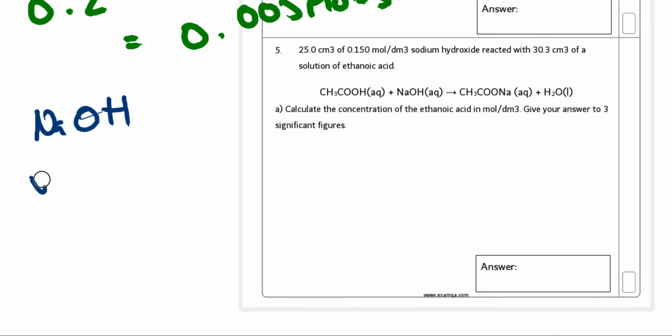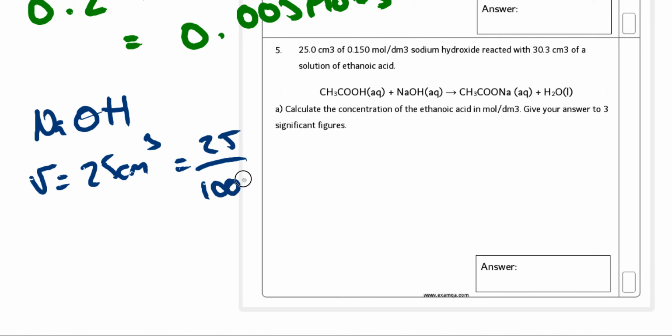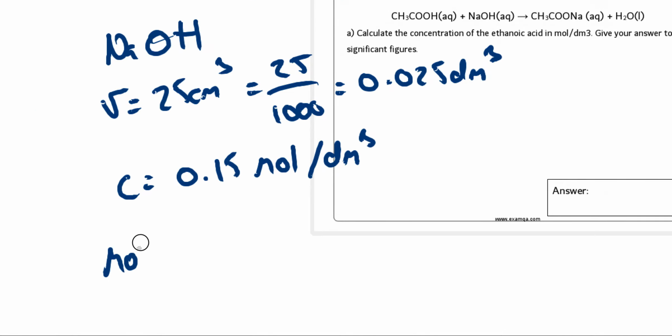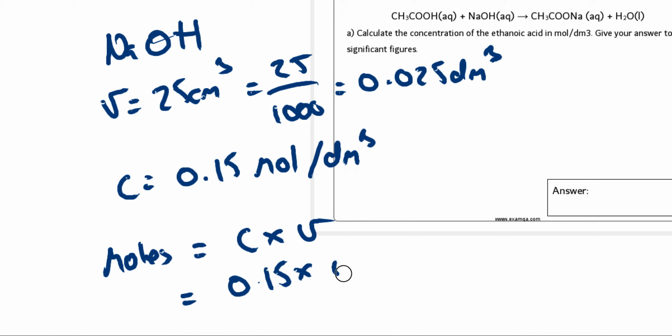So the first thing we know is the volume, which is 25 centimeters cubed, which is equal to 25 over 1,000, which is equal to 0.025 decimeters cubed. We know the concentration, 0.15 moles per decimeter cubed. So therefore we know that the moles is equal to concentration times volume, and then we're going to plug that in.